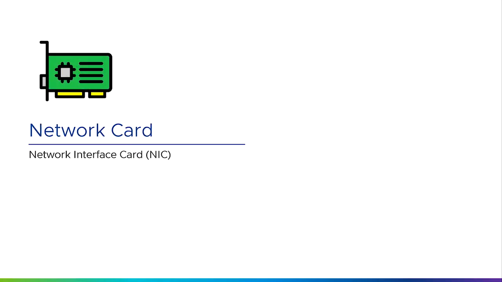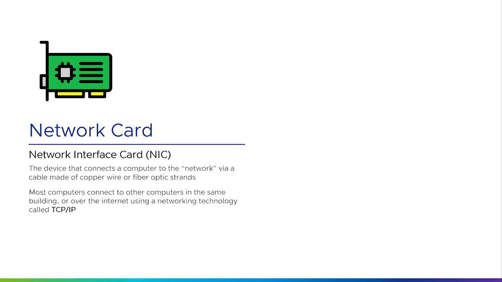Next on the list is a network card, or a NIC, a network interface card. This is the device that connects the computer to the network by a cable made of copper wire or fiber optic strands. And most computers connect to other computers in the same building or over the internet using something called TCP/IP, which we'll talk about next. Common names you'll see associated with network cards are Intel and Broadcom.